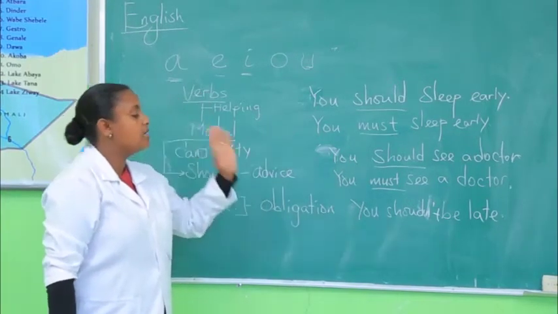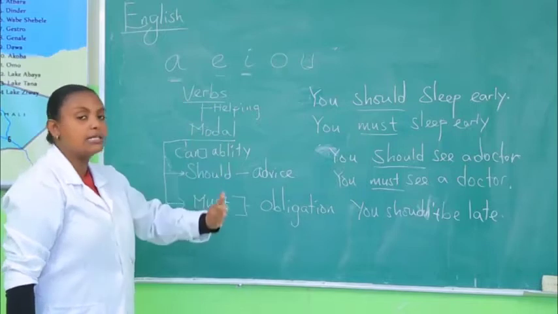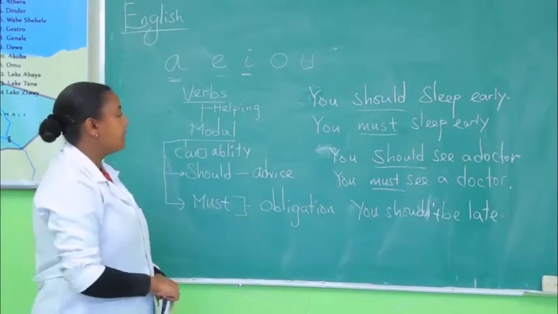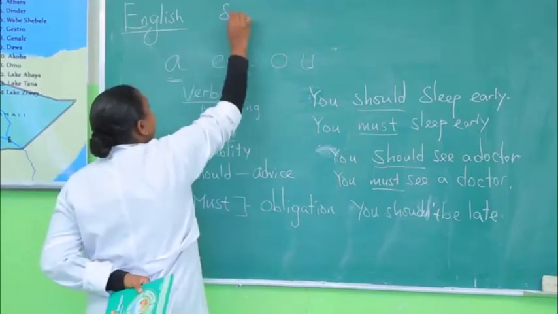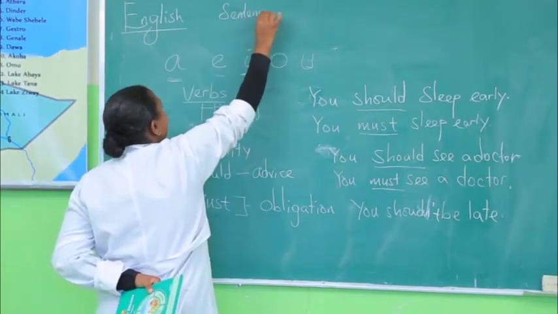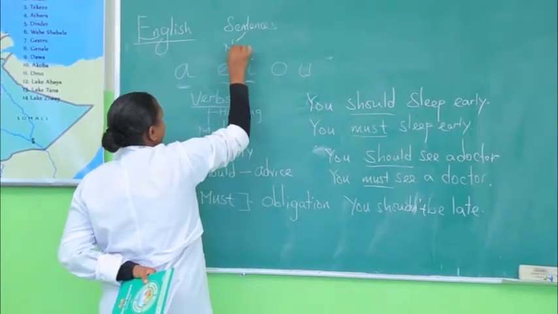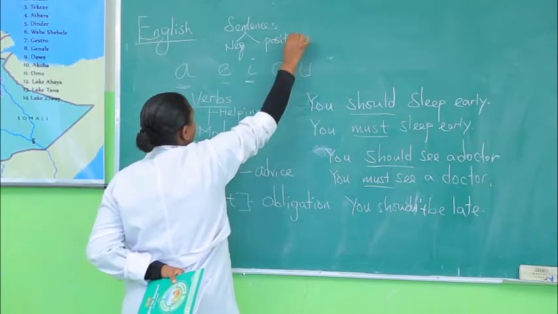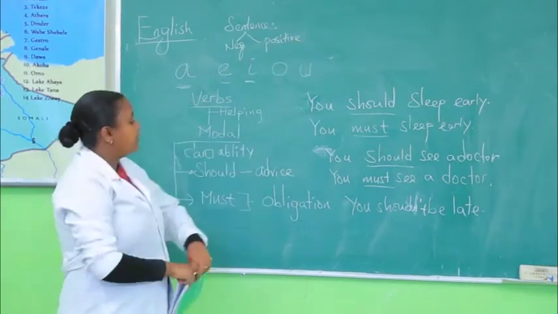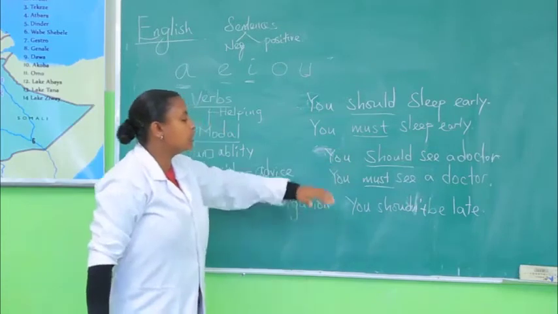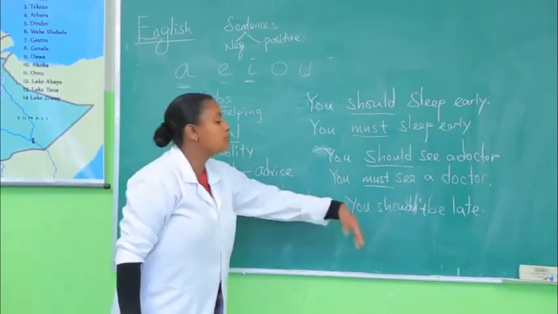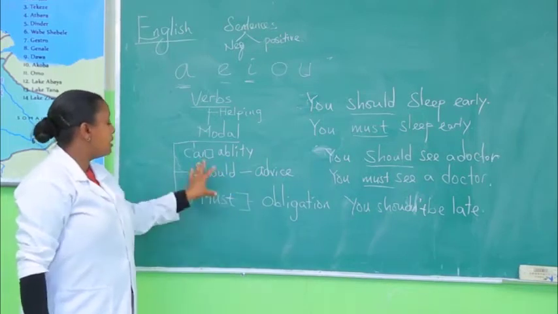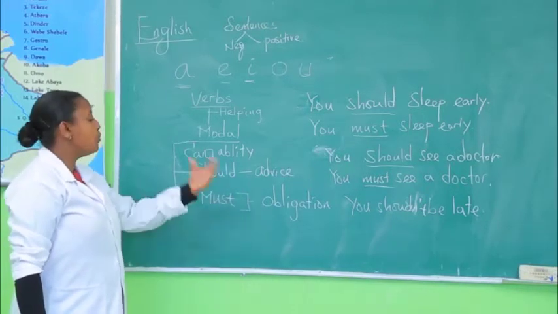As you remember, there are 4 types of sentences: statement sentences. They can be negative or positive. So the first sentence, you should see a doctor, is a positive sentence, and you shouldn't be late is a negative sentence. There is no difference in what they want to express.